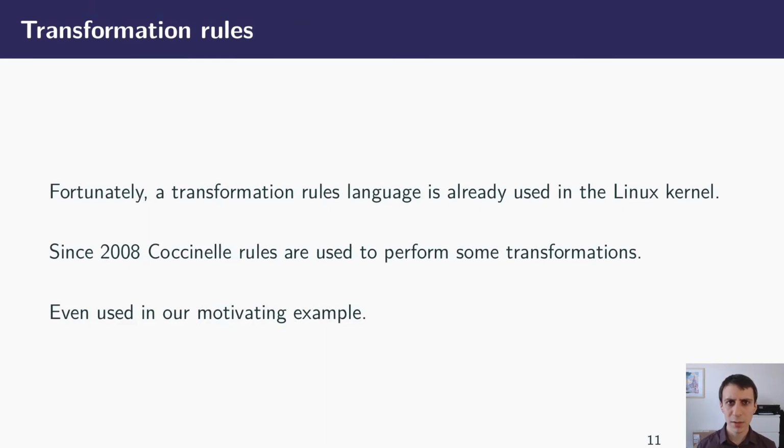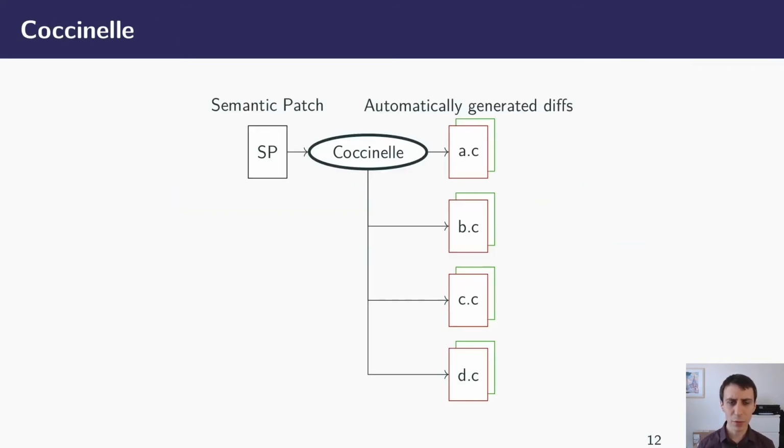Fortunately, some Linux kernel developers already use a transformation language to perform some tasks in the Linux kernel. Since 2008, Coccinelle is used to perform maintenance tasks in the Linux kernel using transformation rules that are close to classical diff rules. It was even used in our init timer example. The idea of Coccinelle is that you write a single semantic patch composed of many rules, and then you feed it to the Coccinelle engine.